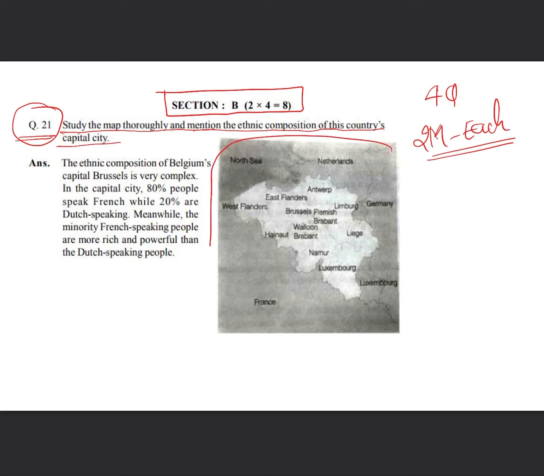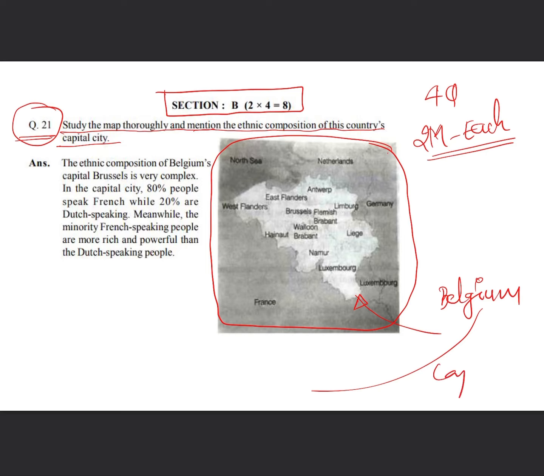So, which is this country? This country looks like Belgium. And what is the capital of Belgium? It is Brussels. So, now we will go towards the answer.